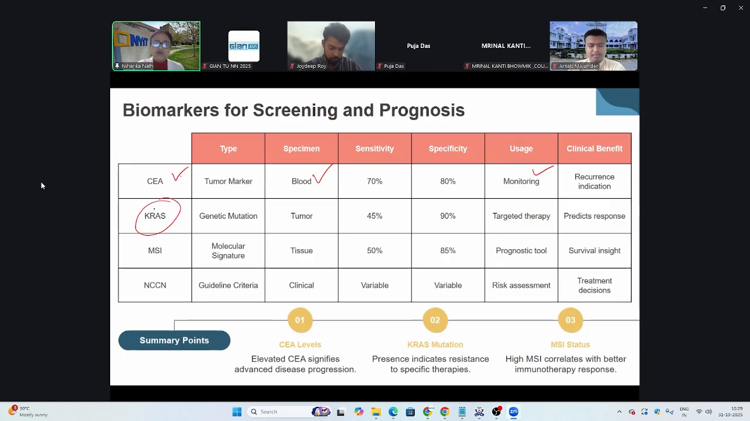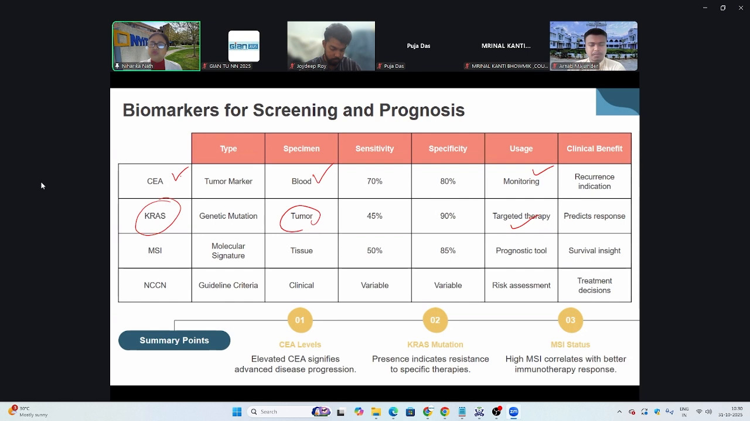You can just call it RAS, with various types of RAS, so KRAS in this case. And where would you look for it? You would look for it in the tumor. So you can ignore these numbers. And why are we looking at it? Because if there is KRAS activation, then we can go for targeted therapy.